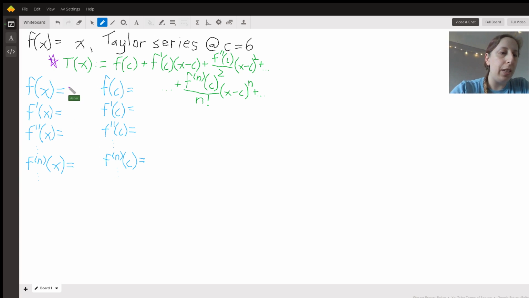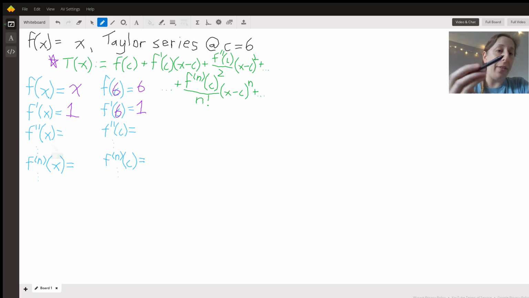We're given the first function, f of x is equal to x. And so if I'm evaluating that at f of c, well, c is 6. If f of x is x, f of 6 is 6. Not too hard so far, huh? All right, now I want to take the derivative of f of x. The derivative of x is just 1. Still pretty friendly so far. Well, if f prime of x is 1 everywhere, then f prime of 6 is again 1. Hooray!